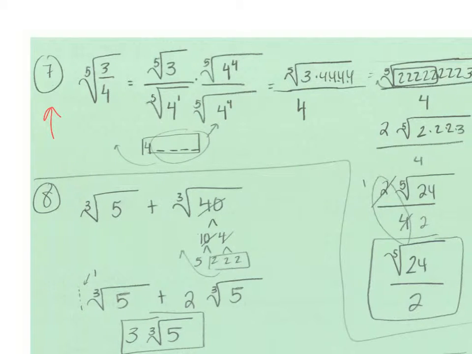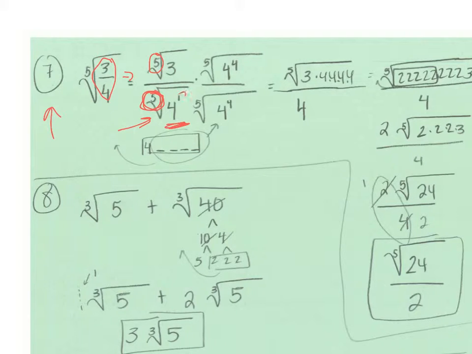So for number 7, there's nothing we can simplify under the radical, so we break apart into 2. On top, we have 5th root of 3. On bottom, we have 5th root of 4. We want to get rid of the radical in the denominator. You need to complete this set in order for the radical to disappear. So I need 5 of a kind in order for the radical to be gone.